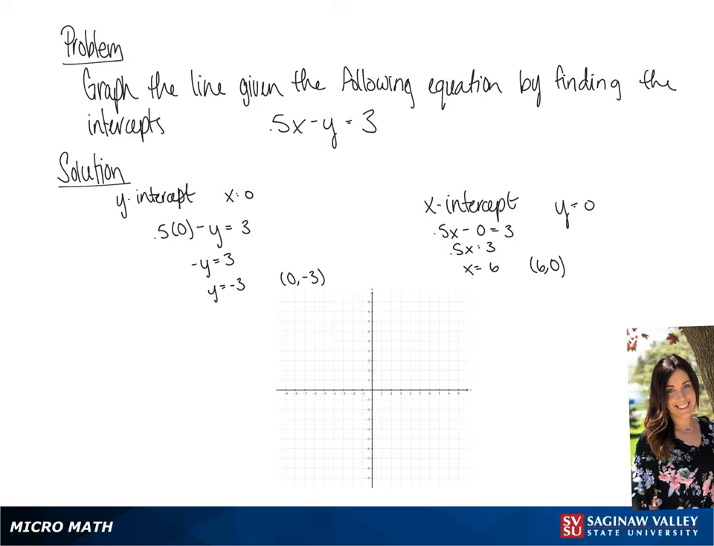Now we're going to graph this, and first we're going to graph our y-intercept, which is 0, negative 3. And now we're going to graph our x-intercept, which is 6, 0, and we are going to draw the line.